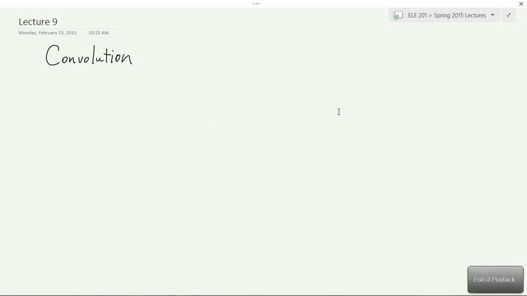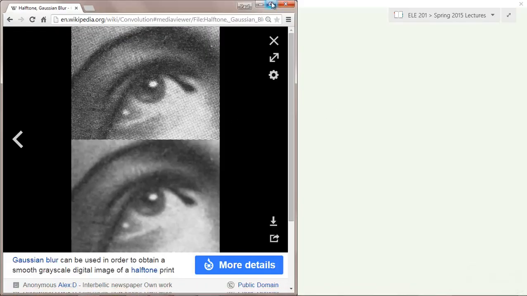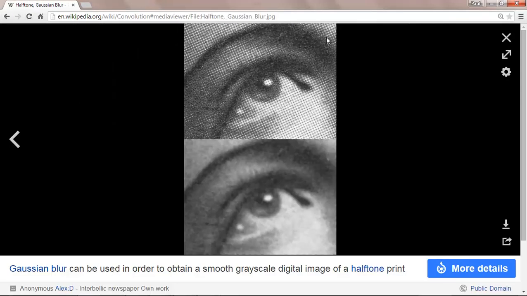Okay, welcome. Today we're going to talk about convolution. To begin with, let me just emphasize what we have done so far in the class and how what we're going to do now is a little bit different.